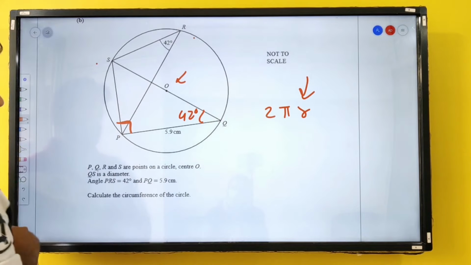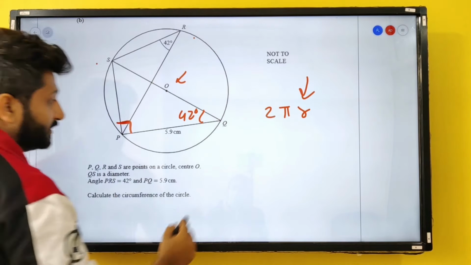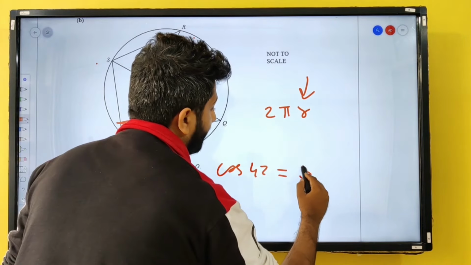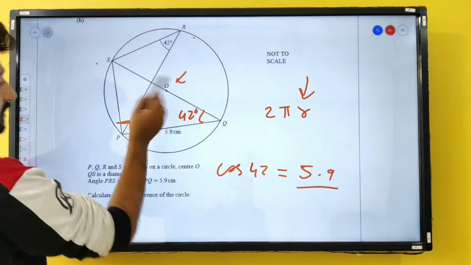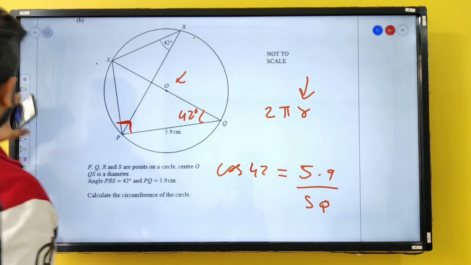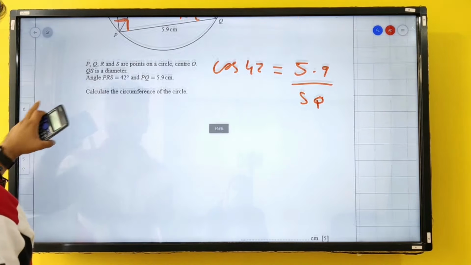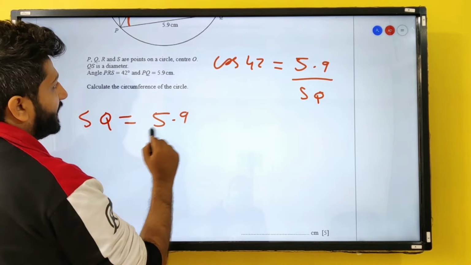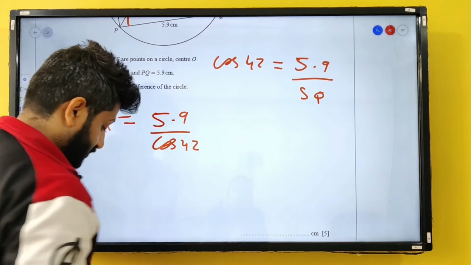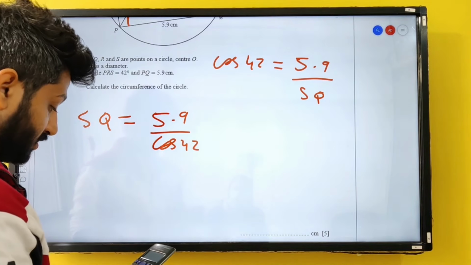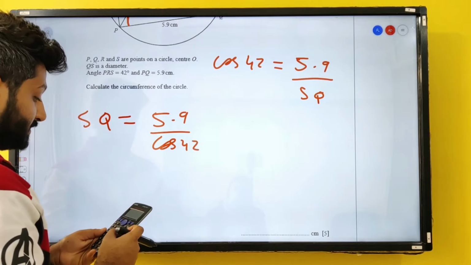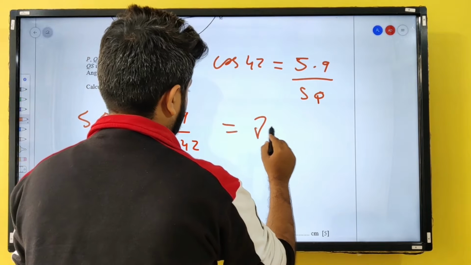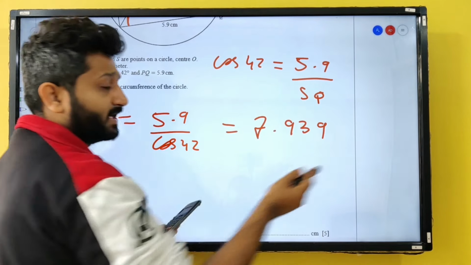Let me find out this diameter SQ using, I think, cos theta. So cos 42 is equal to adjacent upon hypotenuse, which is your SQ. So you have your SQ as 5.9 upon cos 42. So 5.9 upon cos 42. This is my 7.939, or you can also write this as 7.94.